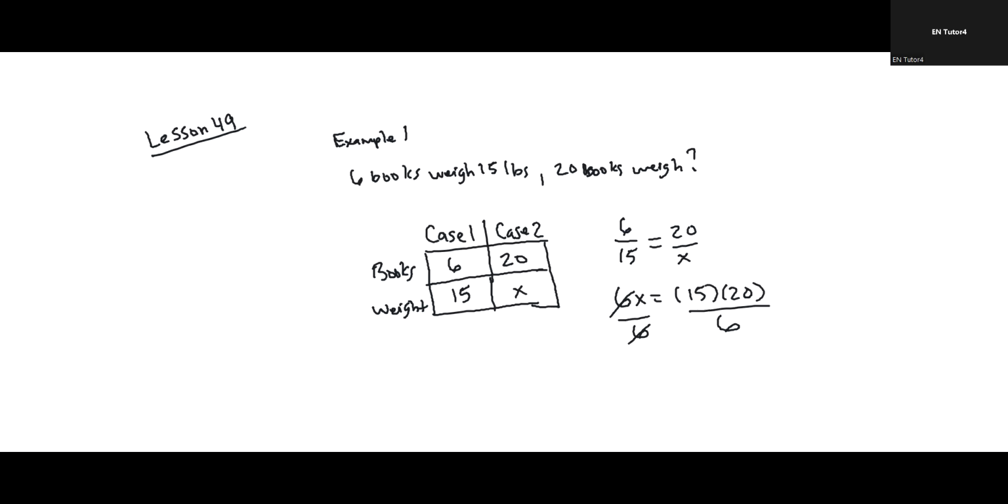Now, we can simplify this a little bit and recognize that 3 will divide into 15, giving us a 5, and 3 will divide into 6, which will give us a 2. Then this 2 will divide into the 20, which gives us a 10. That simplifies things, and we see that x is equal to 50. So 50 pounds is what 20 books would weigh. Like I said, that should be review. We've already done that. That's an L, by the way, and not a 1.